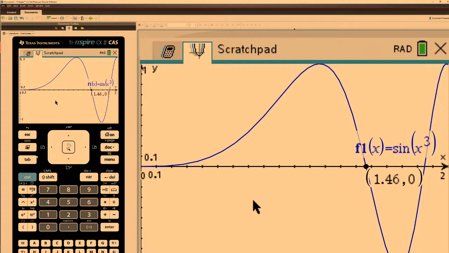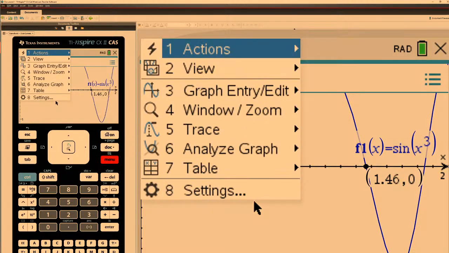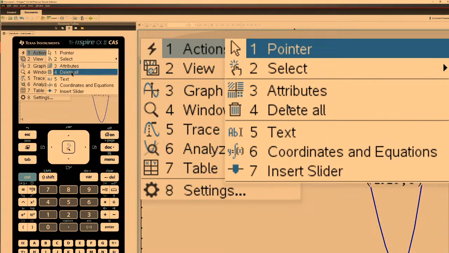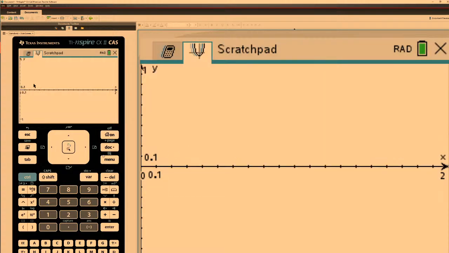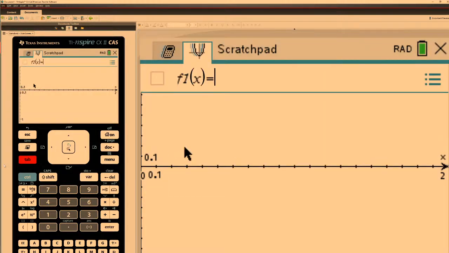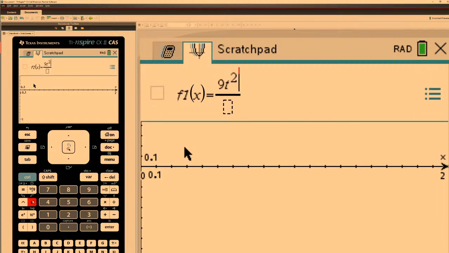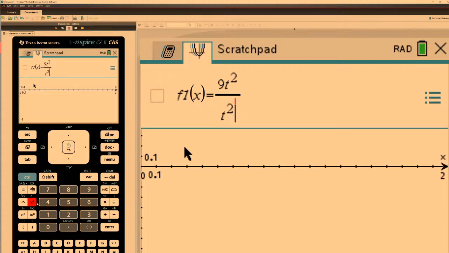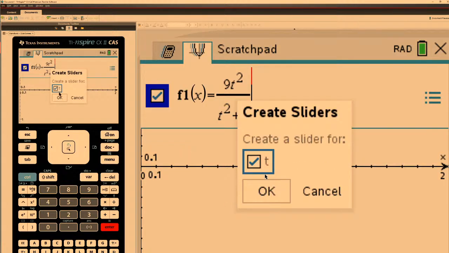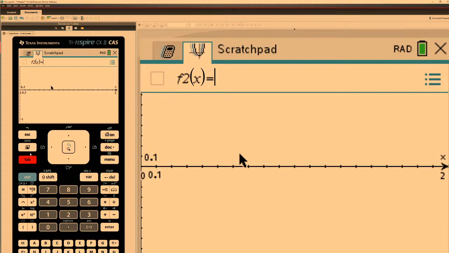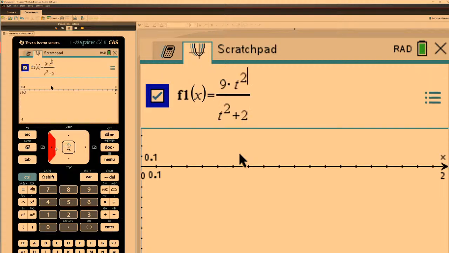So I'm going to pop over to the graph, hit tab. We're going to delete everything. I feel like this is the fastest way to do this question. So I'm going to hit tab, and then we're going to do 9t squared divided by t squared plus 2. And I don't even care what the graph looks like. Oh, you know what? It asks for a slider for t. That's my fault. Make these x's, because when we're graphing it, we just change our t's to x's.